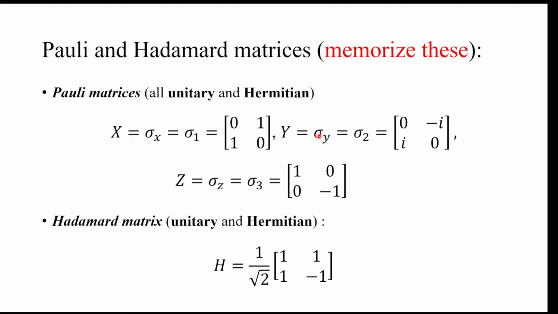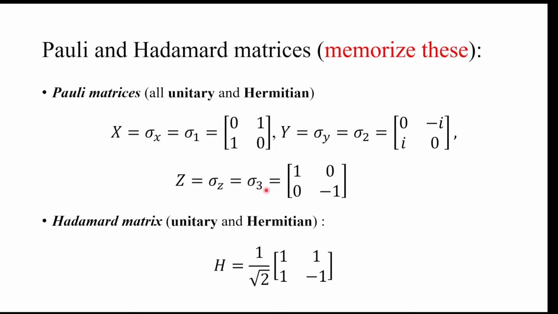You have Pauli X, Y, and Z, and they are written in different ways. It's written as big X, big Y, big Z, or as sigma X, sigma Y, sigma Z, or sometimes sigma 1, sigma 2, sigma 3. And those are three 2 by 2 matrices, which means they are 1-qubit gates. They are 0, 1, 1, 0; 0, minus i, i, 0; and 1, 0, 0, minus 1.